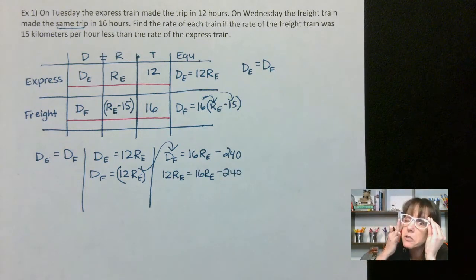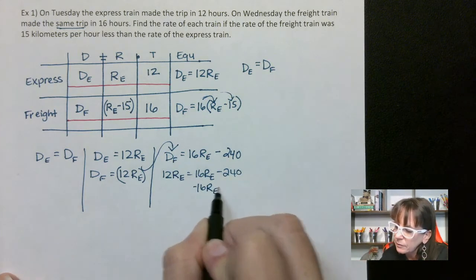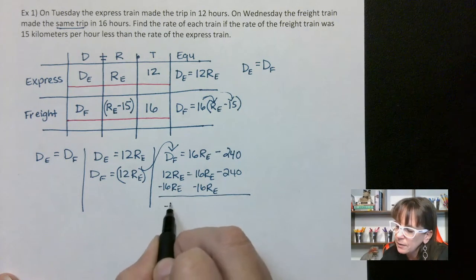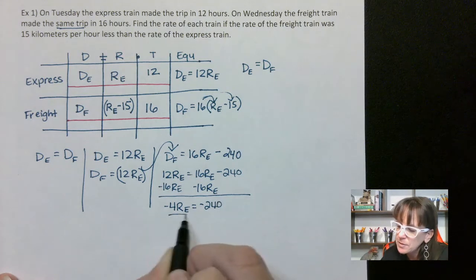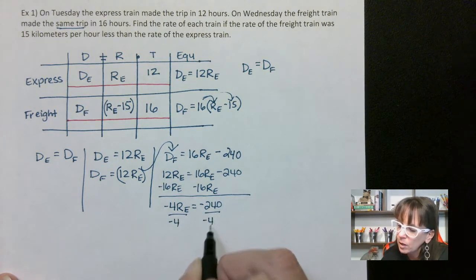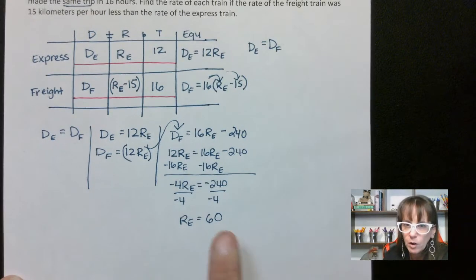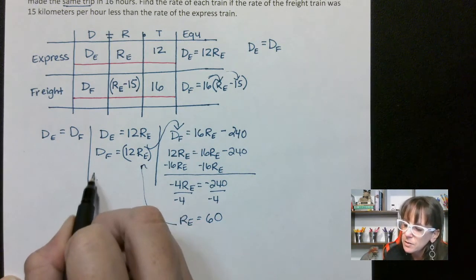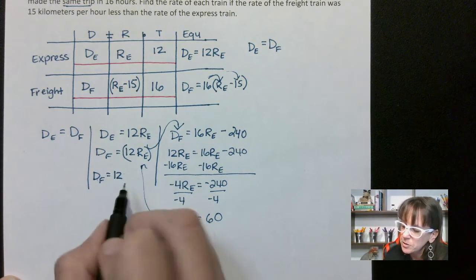Then we're going to subtract 16 RE from each side. So we end up with negative 4 RE equals negative 240. Divide both sides by negative 4. RE equals positive 60. Okay, so now that we know RE, let's take that and substitute back in for that guy right up there. So DF equals 12 times RE, which is 60.